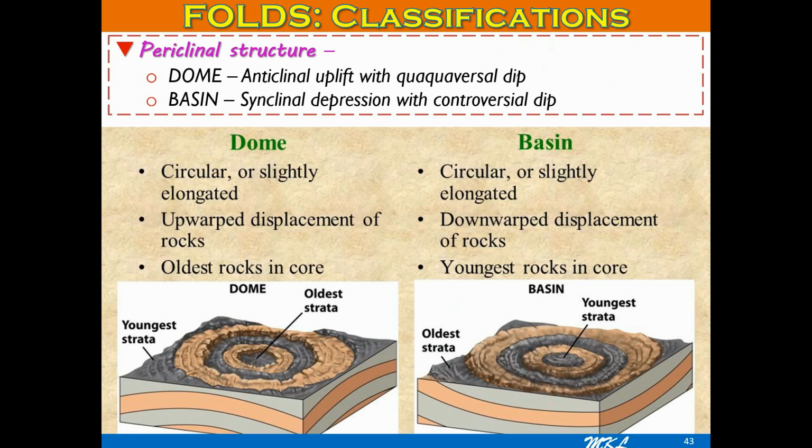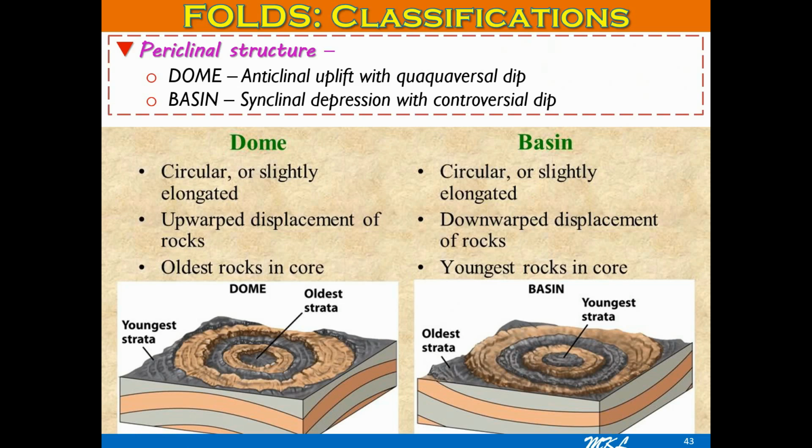Now another type of fold you can see under this classification, the classification by attitude of the fold. We are discussing the attitude of the fold, the strike and dip conditions of the fold. Depending on the attitude, I am classifying these things. The fourth type is the periclinal structure. Periclinal structure can be recognized into two types: one is dome, one is basin. Dome means a mound-like structure.